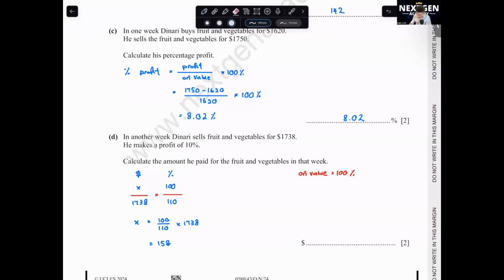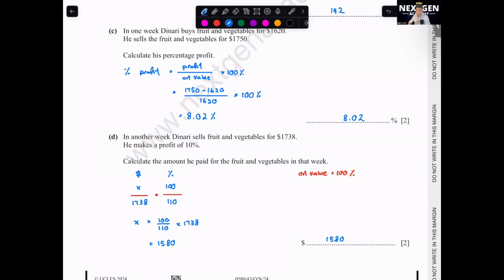Someone asks, can we use 90 and 100? Does it work that way? 90 and 100, because this is a profit of 10%, so you minus 10%. You go and calculate 90 over 100. You see whether you get the same value or not.